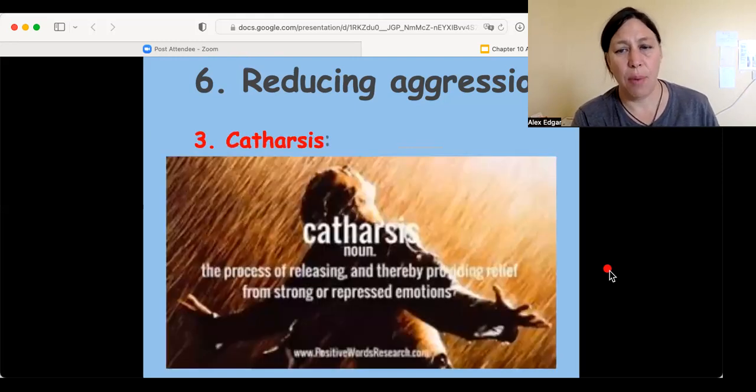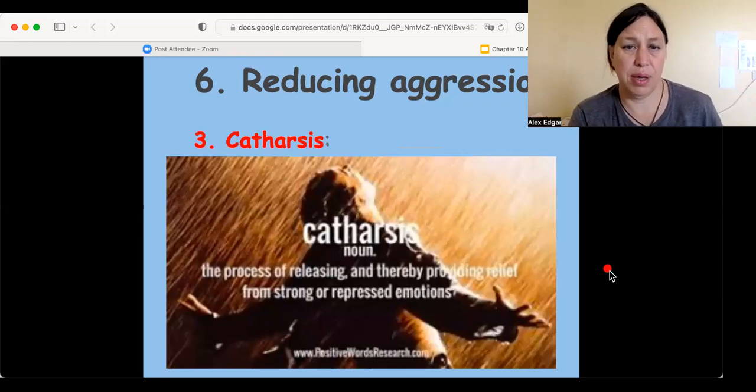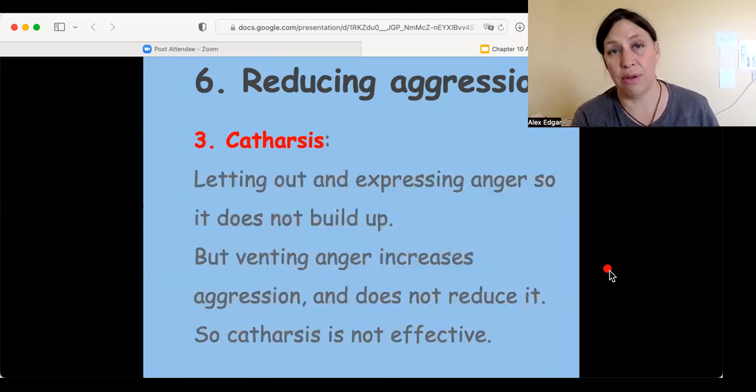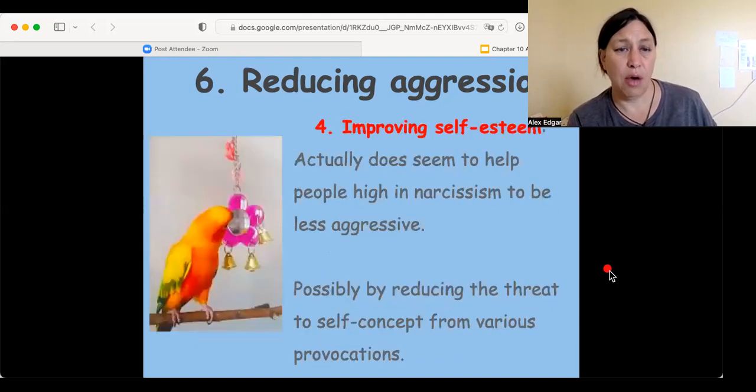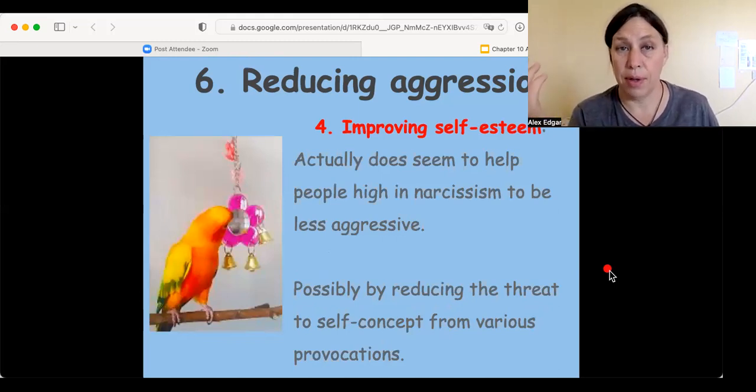Okay. How about catharsis, letting it all out, punching pillows, screaming, whatever, to express the frustrated emotions? A lot of people believe in this, but the evidence is that it does not work and it's not effective. In fact, it makes it worse because as you vent anger, so you teach yourself how to be angry. Okay, how about the reducing of self-esteem? If low self-esteem is associated with bullying, improving self-esteem should help. And this is true.